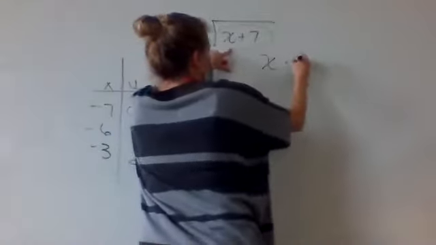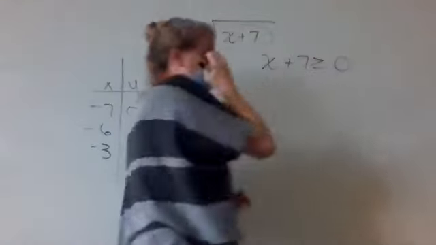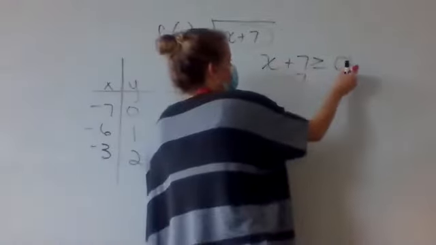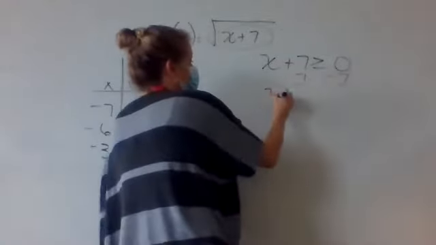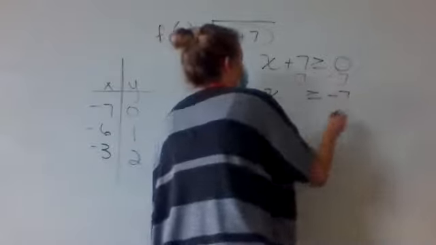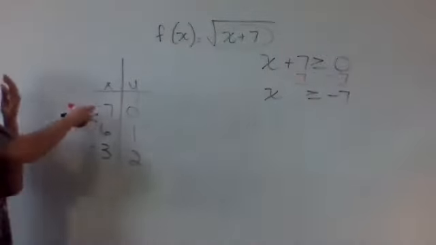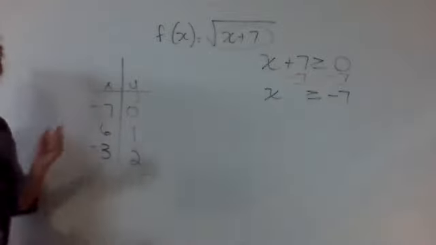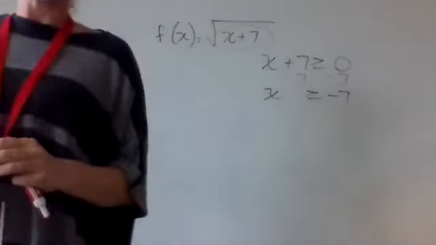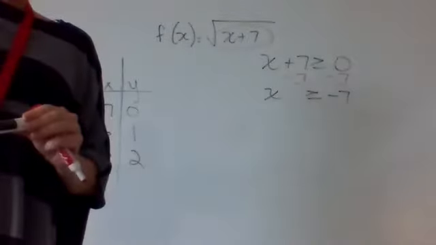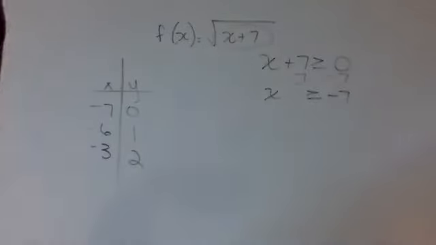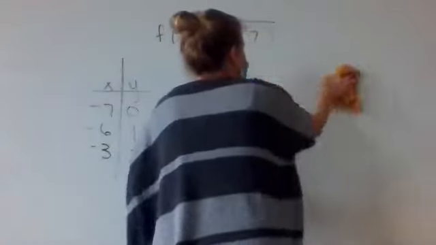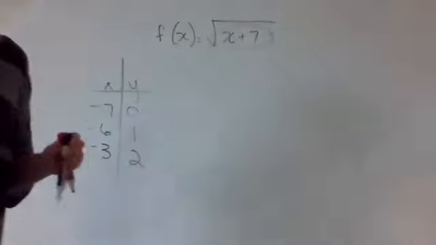So the x plus 7 needs to be greater than or equal to 0. So if I'm subtracting the 7, x's have to be greater than or equal to negative 7. That means if I went more negative in this x area below negative 7, then I would start getting those error messages. So let's see what that translates to when I'm graphing this.